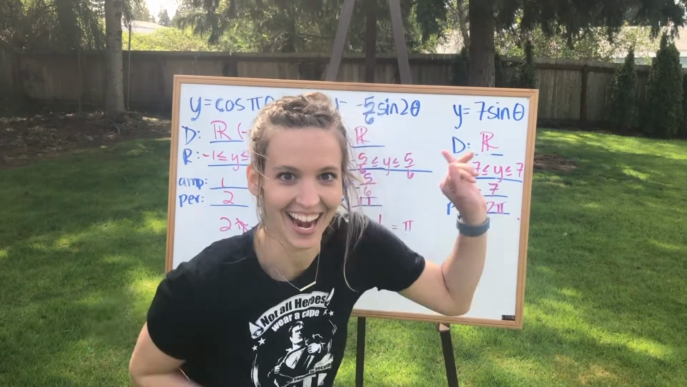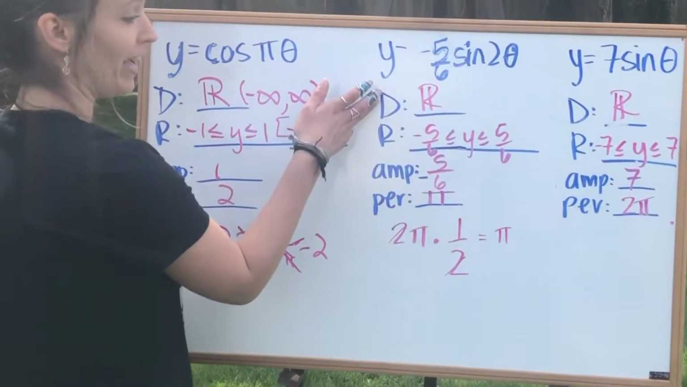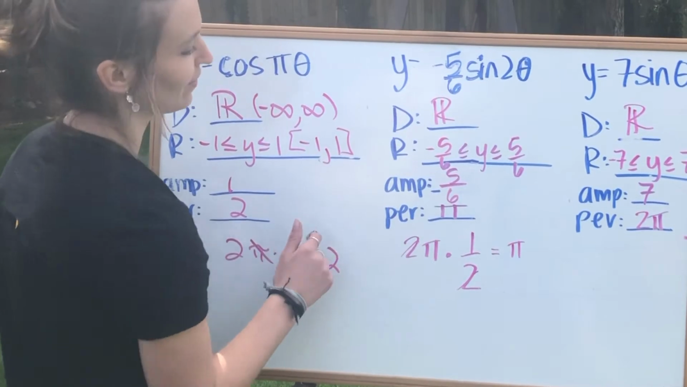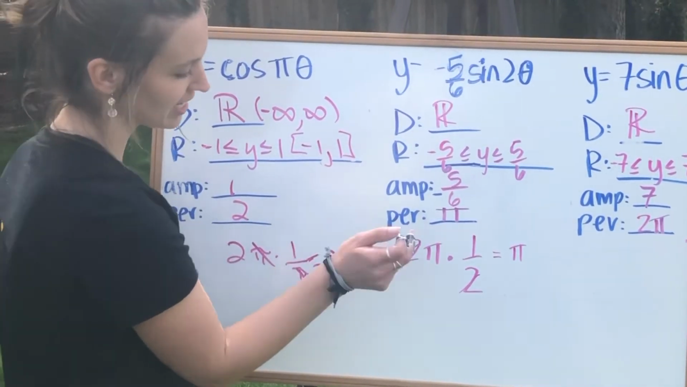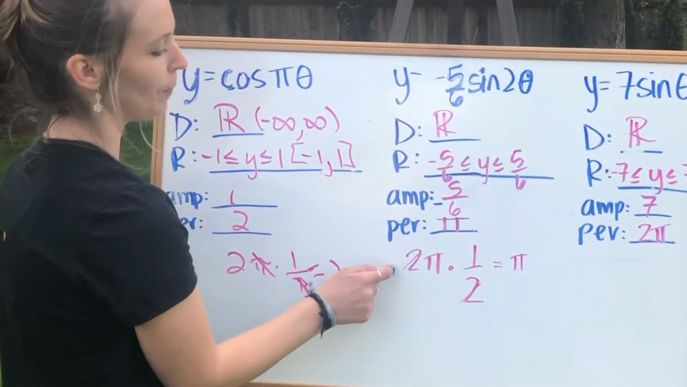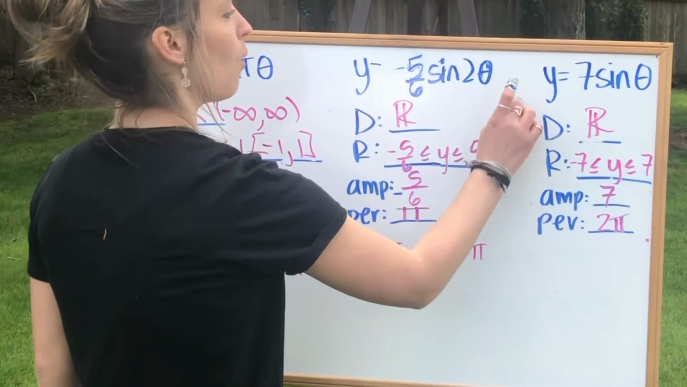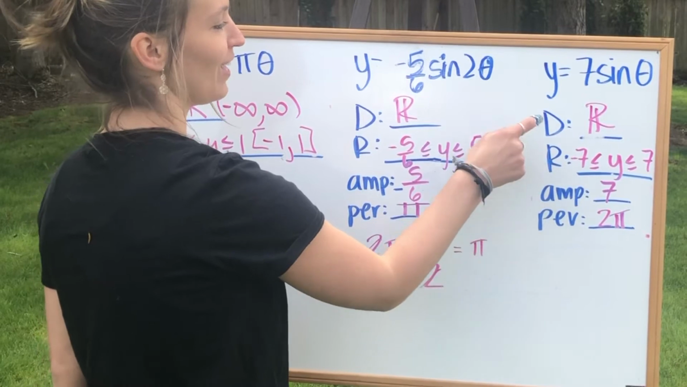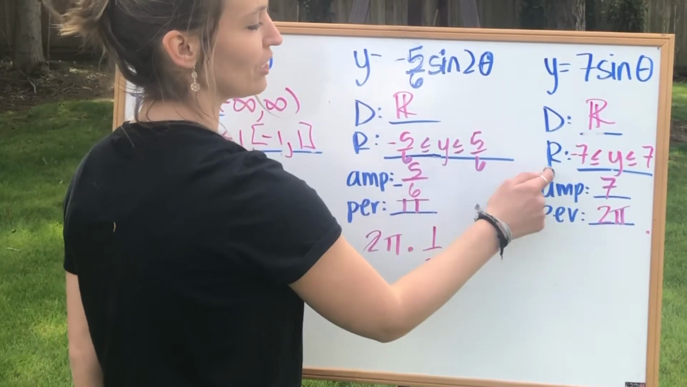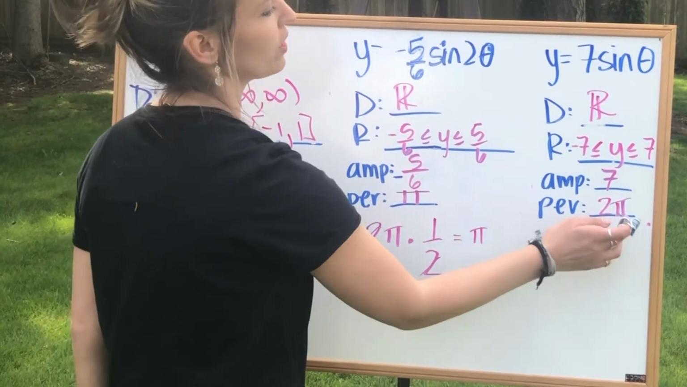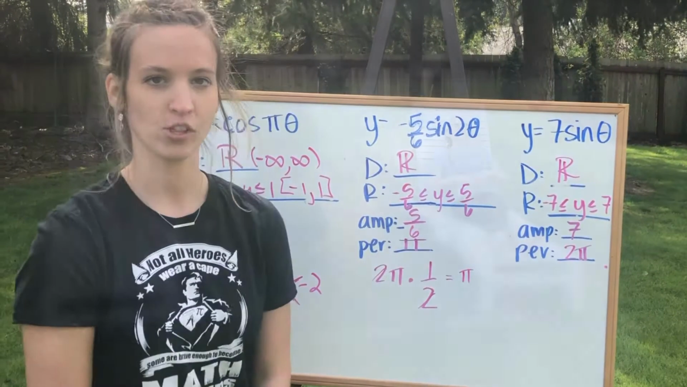Let's see how you did. Domain is all reals. Range is -5/6 to 5/6 inclusive. Amplitude is 5 over 6. The period is pi because 2 pi times the reciprocal of b, 1/2, is pi. Y equals 7 sine of theta. The domain is all reals. The range is -7 to 7 inclusive. Amplitude is 7. And the period is 2 pi because b is 1.